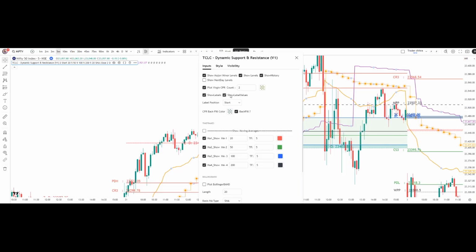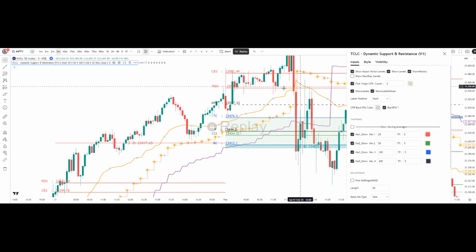Then show labels and show label values. Show labels will give you the labels: CR3 means Camarilla R3, CS3 is Camarilla S3. Here we can see CR3 is Camarilla R3, CS3 is Camarilla S3, PDH is previous day high and PDL is previous day low, and those levels are also available. TC is top central pivot, BC is bottom central pivot, and the pivot is P. After that, MPP and WPP are also available. MPP means monthly pivot point, WPP means weekly pivot point.